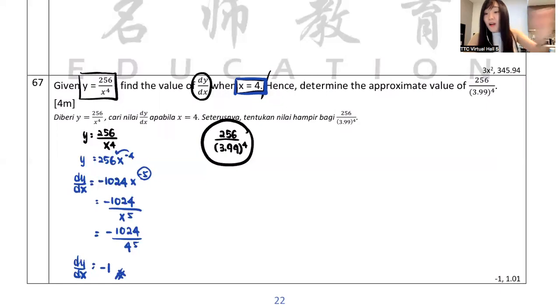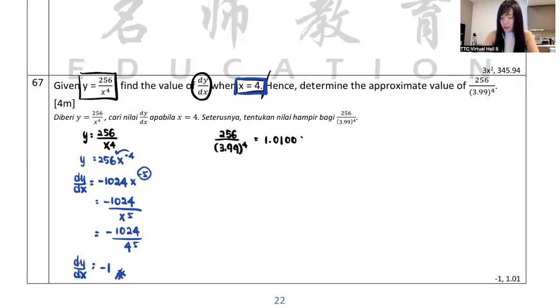What can you guys do? Very good, YannJu. I can press the calculator. It's all numbers, right? I press the calculator, got wrong, man? No, I press 256 divided by 3.99 power 4. You press, okay? What are you getting? Thank you, Boon Ping. Are you getting 1.010062814? Actually, no need to write so many decimals. I just want to write it for you. You just listen to me first, okay?